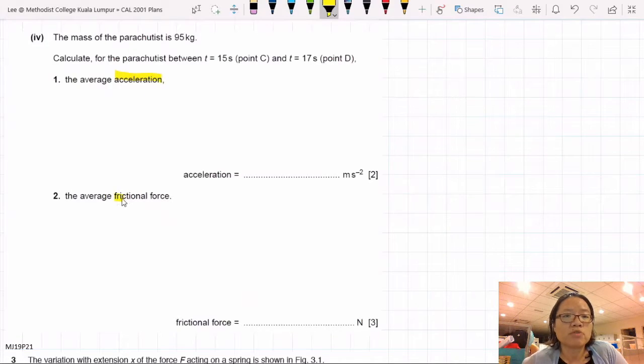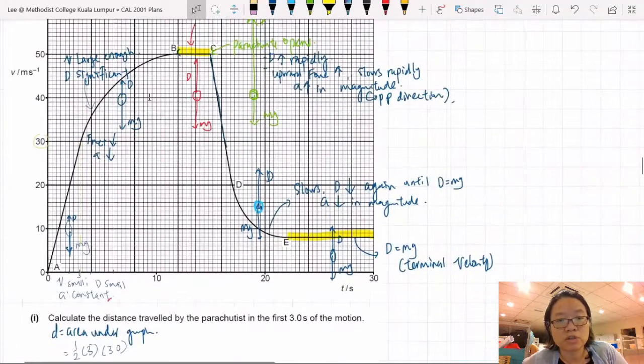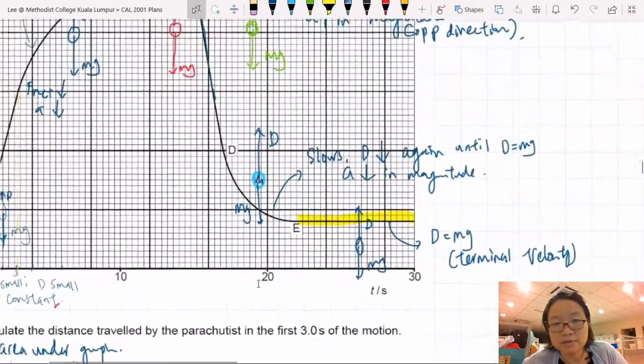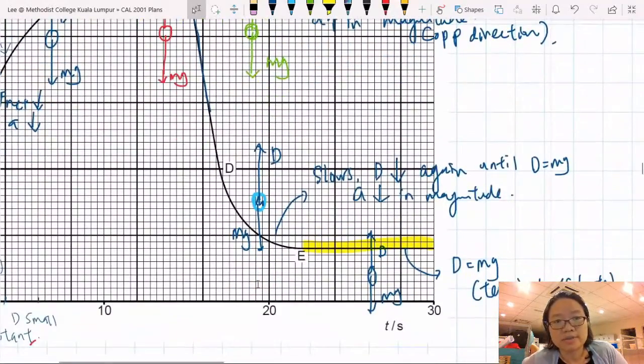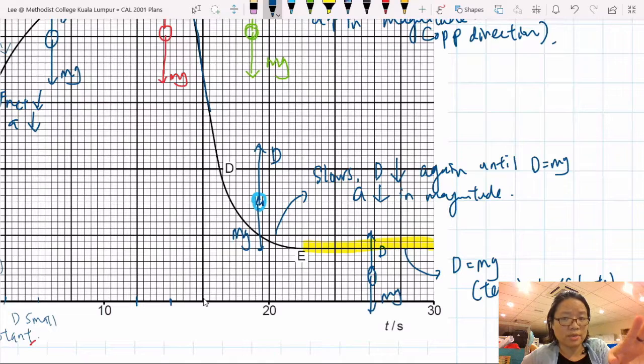Anyway, mass of the parachutist is 95 kg. Calculate the average acceleration and the average frictional force between 15 to 17 seconds. Now, my friends, 15 to 17 seconds, again, good thing it's a straight line. It looks like a straight line. I shall assume it's a straight line. If you have actual physical paper, you can put your ruler there and check whether it's a straight line or not. But online, so you can use a ruler or a tool.